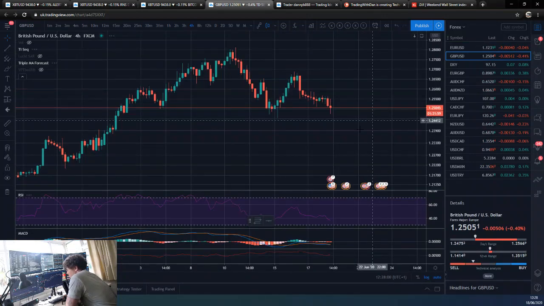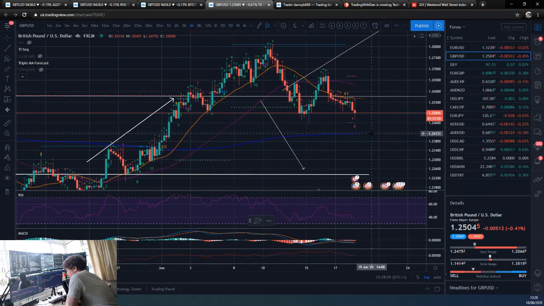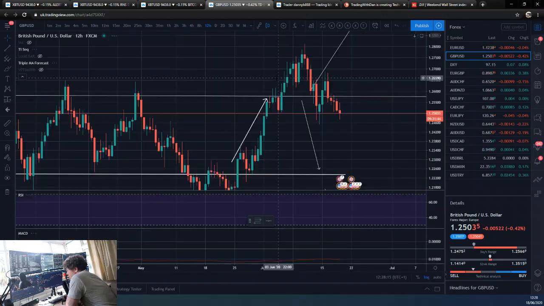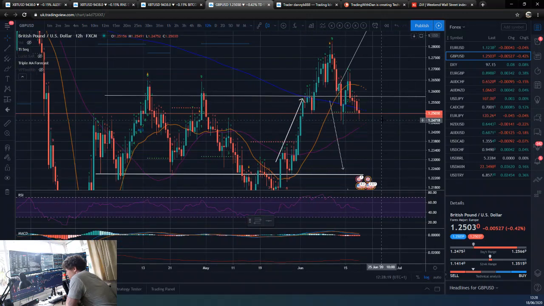Cable, sorry, my internet's been a little bit slow this morning, so just bear with that fact. Yeah, cable, you can see we had a 4 hour 9, but no reaction off it really. It held up price, but we didn't close any candles back above it, so no long trade to enter there off that 4 hour 9. 12 hour, nothing really TD sequential wise on the 12 hour.